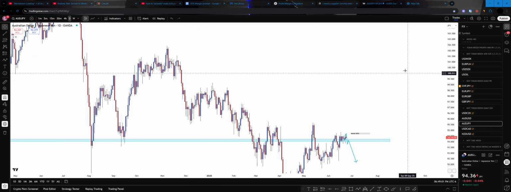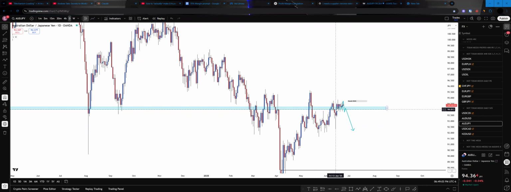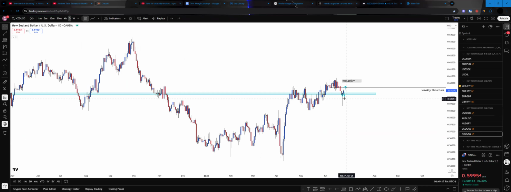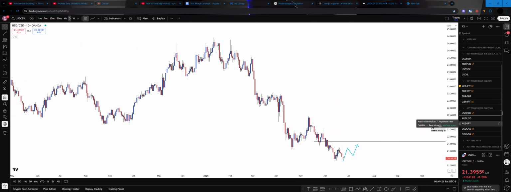AUD JPY, currently still bullish. So we do still need it to break the high or break this low here to shift bearish. Let's go USD CAD. Still need to shift the structure. NZD USD. Yeah, still need to shift the structure. So they all still need to shift the structure in order to go to the take profit or in order to be in trend. So we're not interested in these.